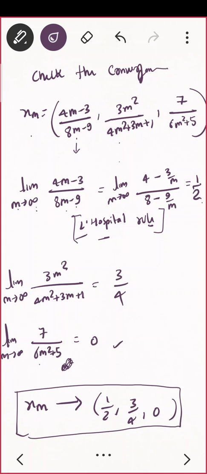Okay. Let us do some more problems. When do we say the sequence xm is divergent?